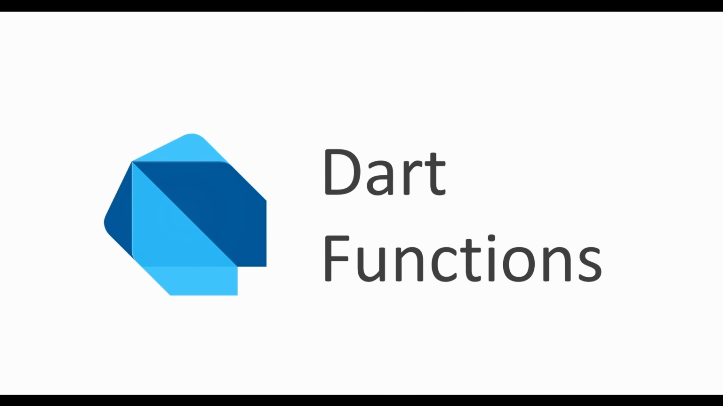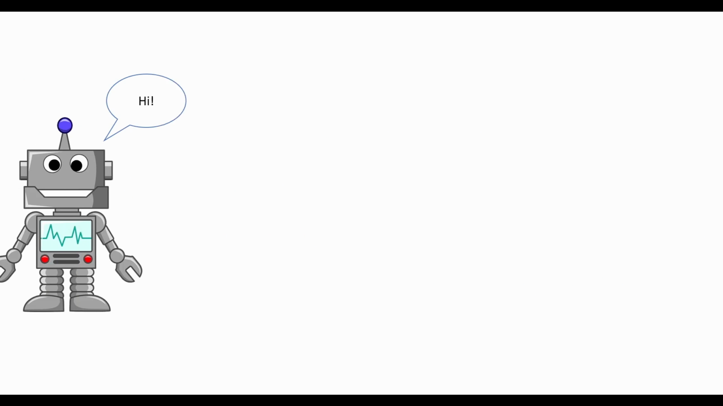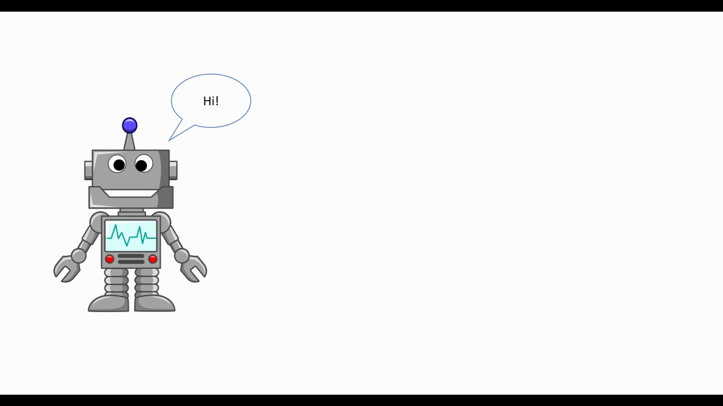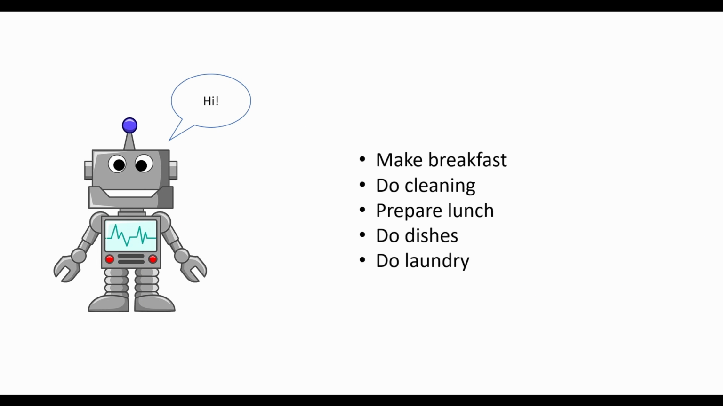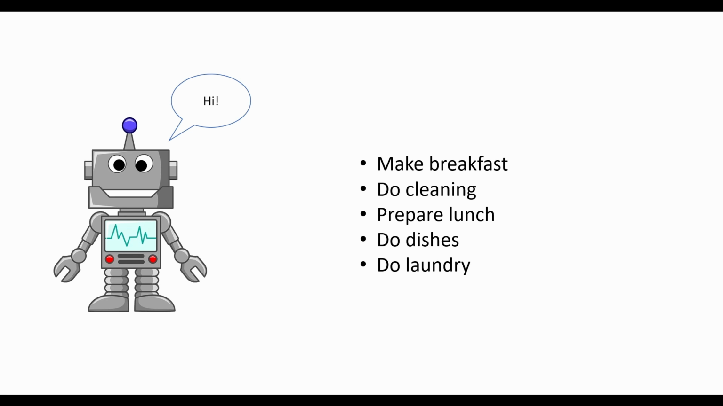So in this part of the episode, we are going to talk about functions in Dart. Consider a robot which can perform household chores. It can perform these kinds of tasks. It can make breakfast, do cleaning, do dishes, do laundry, and so on. Now imagine you have to give these instructions to the robot one by one every day. It would be a tedious task.